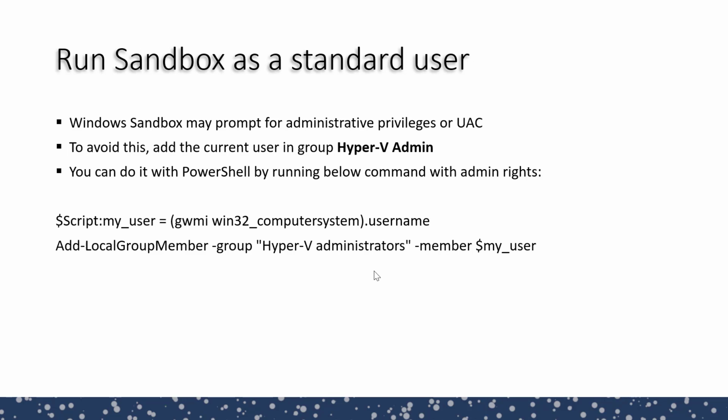You can also run Sandbox as a standard user. Before, this wasn't possible. From now on, you can do this with a standard user. If you are still not able to do this, a cool workaround is to add the current user to the Hyper-V Administrators group. This will allow the user to run Windows Sandbox without prompting UAC for administrative privileges. You can also do this with PowerShell using the cmdlet Add-LocalGroupMember with the Hyper-V Administrators group.